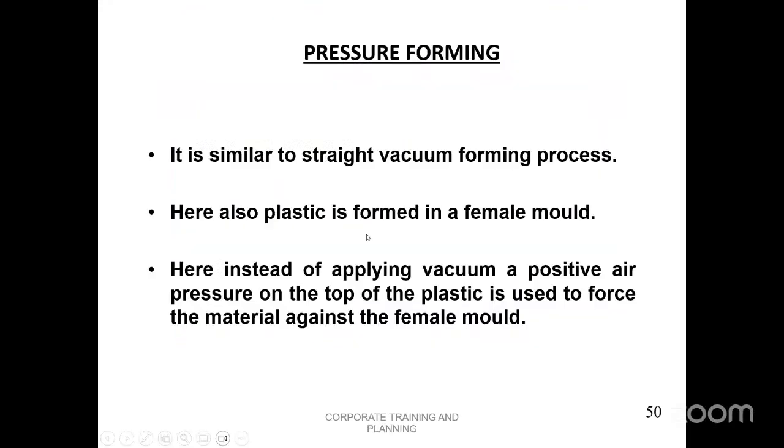We'll go to the pressure forming method. It is similar to the straight vacuum forming process. Here also plastic is formed in a female mold. Here instead of applying vacuum, a positive air pressure is used. As the name indicates, pressure on the top of the plastic is used to force the material against the female mold.